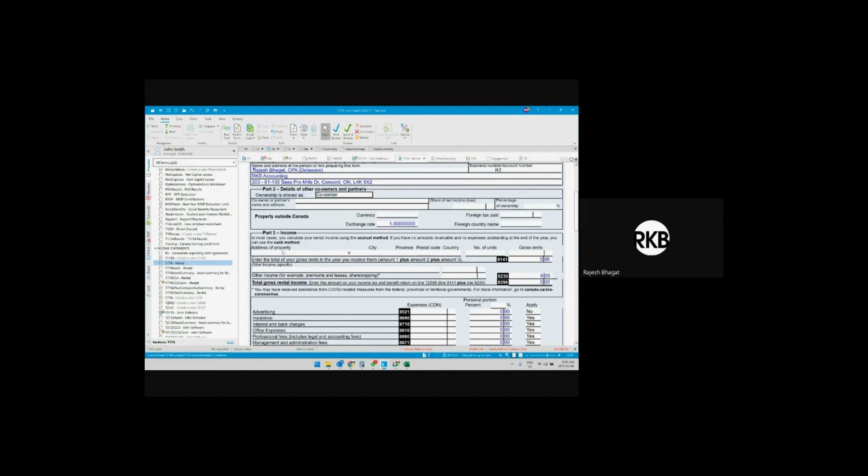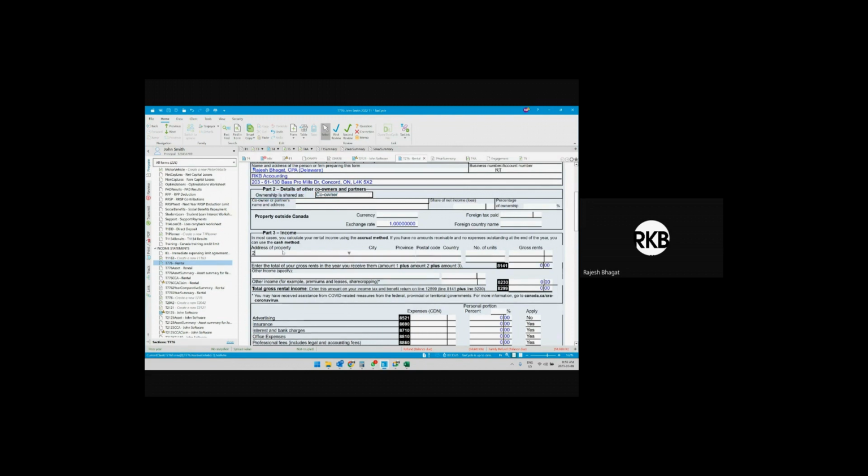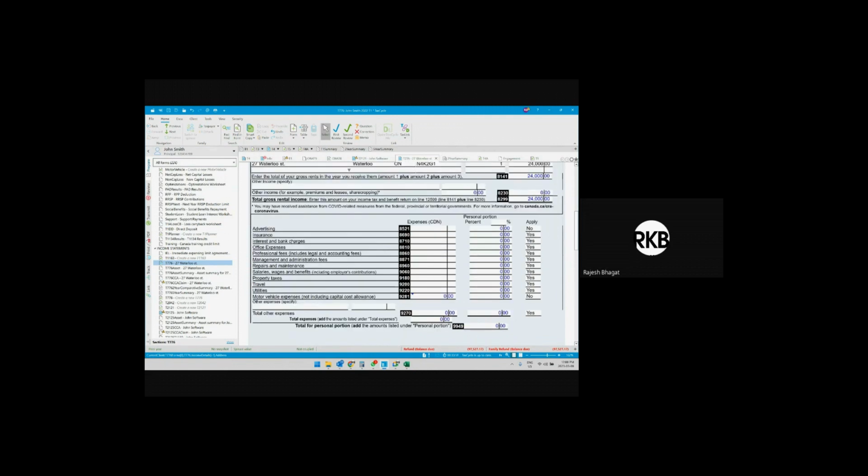Now here you have to give the address of the property. Waterloo Street, City Waterloo, Province Ontario, N4K 2G1. Country Canada, we don't need to provide that. Only one property he has. Gross rental was $24,000. And then you fill out the expenses.